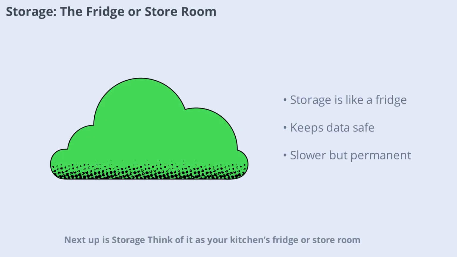Next up is storage. Think of it as your kitchen's fridge or storeroom. This is where you keep all the food and supplies you don't need right away, like leftovers, groceries, or even special ingredients for future meals. In a computer, storage holds your documents, photos, videos, and software. Storage is slower than RAM, but it keeps your data safe even when the computer is turned off, just like your fridge keeps food fresh until you need it.